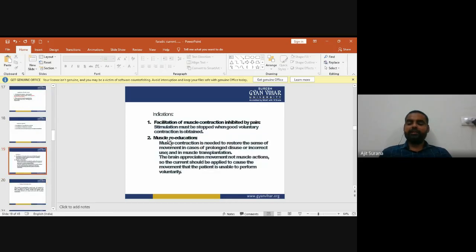Now, the indications of Faradic type of current. First is the facilitation of muscle contraction inhibited by pain. Stimulation must be stopped when good voluntary contraction is obtained.